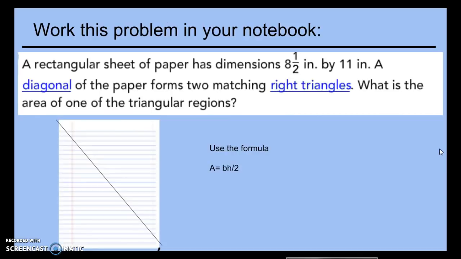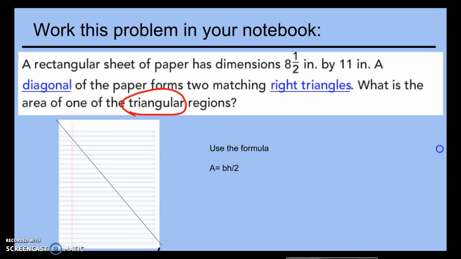So we're going to work this one out together. A rectangular sheet of paper has dimensions of 8.5 inches by 11 inches. A diagonal of this paper forms two matching right triangles. What is the area of one of the triangular regions? So we know what the area would be of the rectangular paper, which is just base times height. But then we got to multiply it times 1/2.